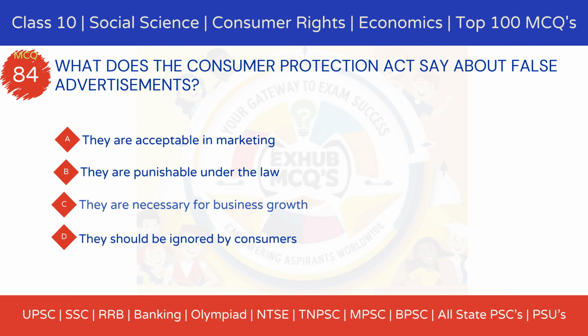MCQ 84. What does the Consumer Protection Act say about false advertisements? Option A, they are acceptable in marketing. Option B, they are punishable under the law. Option C, they are necessary for business growth. Option D, they should be ignored by consumers.